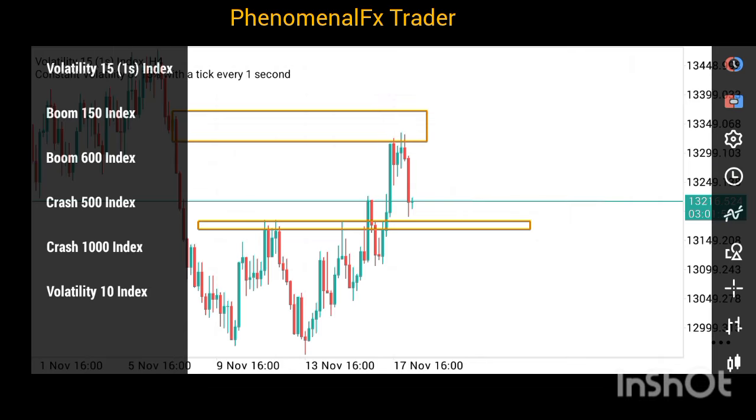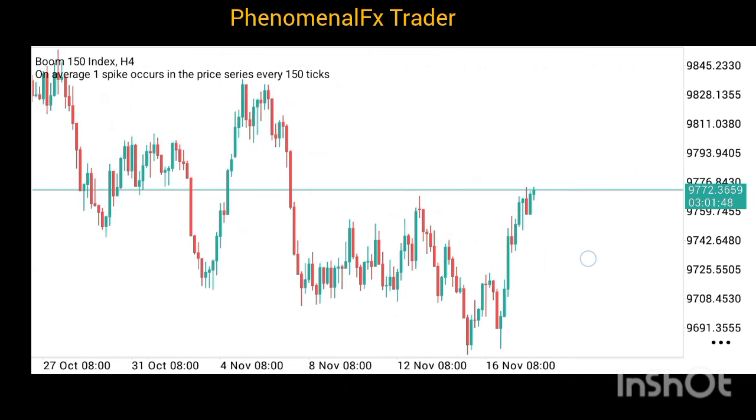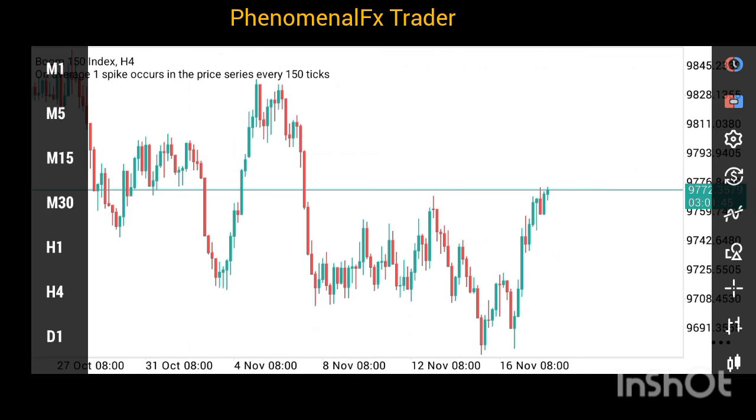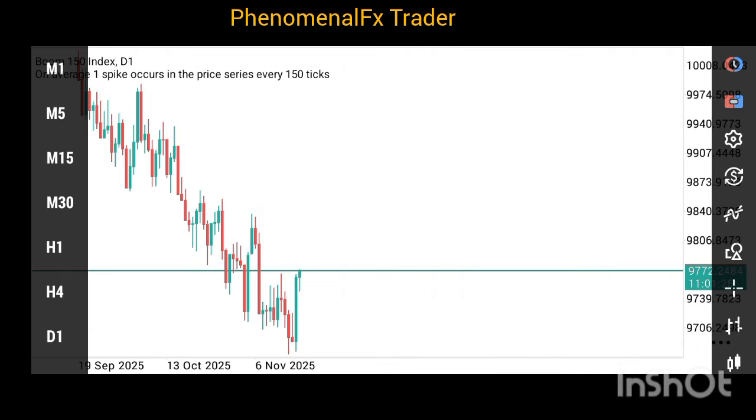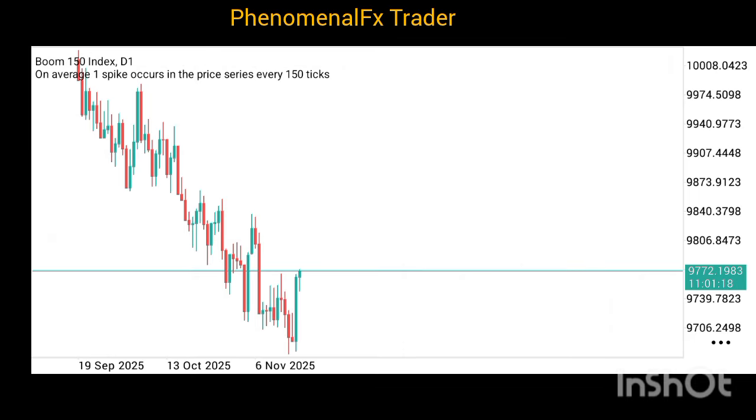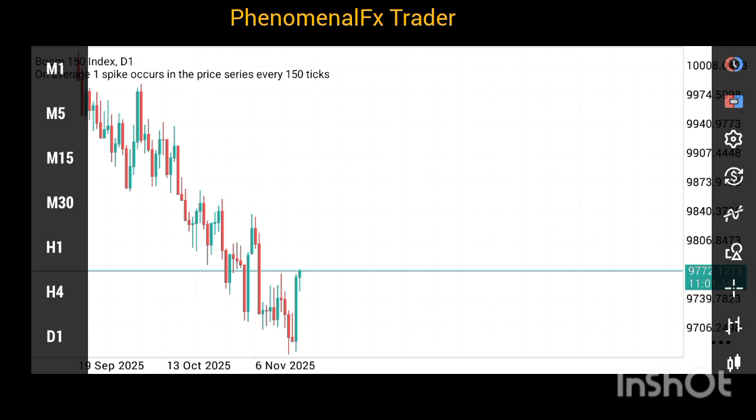The next pair we're going to look at now is Boom 150 Index. If we go to the daily time frame, you can see what the market is doing. There was a break of structure, and then the market is trying to pull back. Perhaps it's going to continue with the bearish movement. But the market is still dancing around. We are looking for opportunities, although with the way this candlestick closed bullish to engulf the previous two days' candlesticks, there's a chance it might sell from where it is.